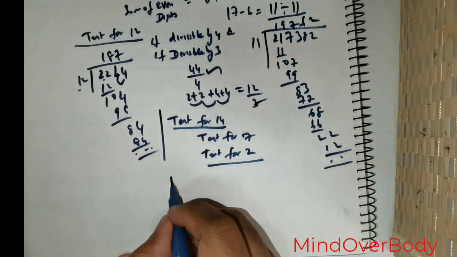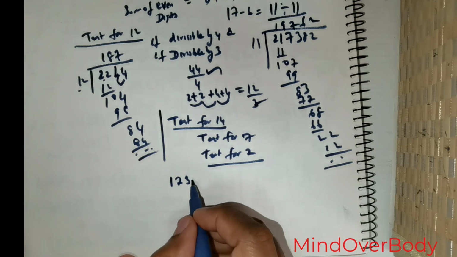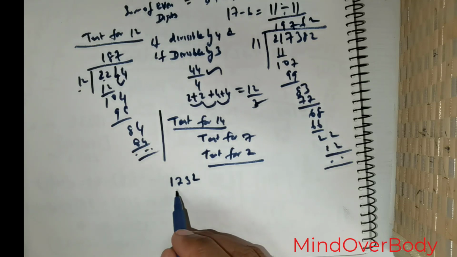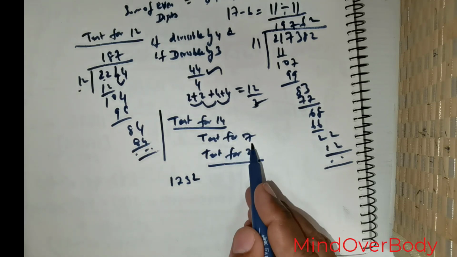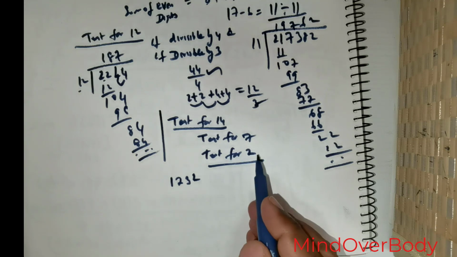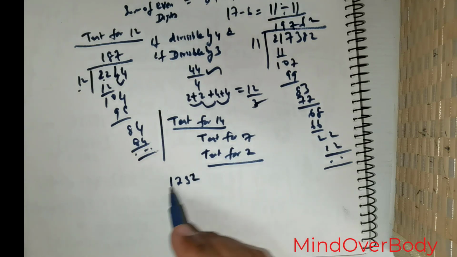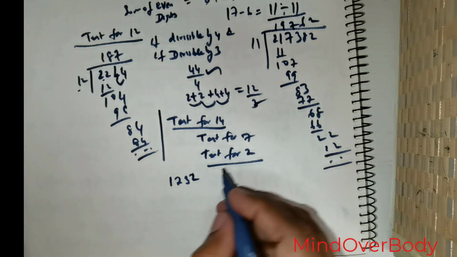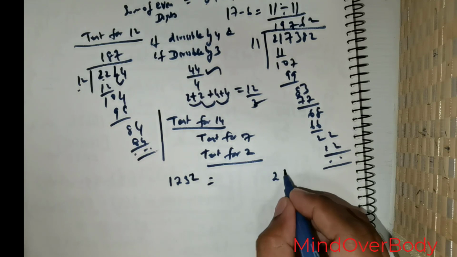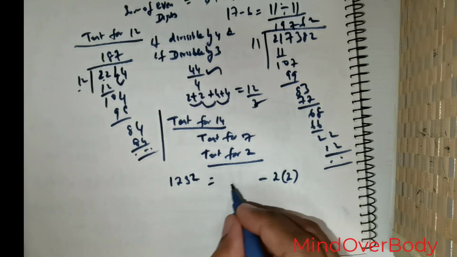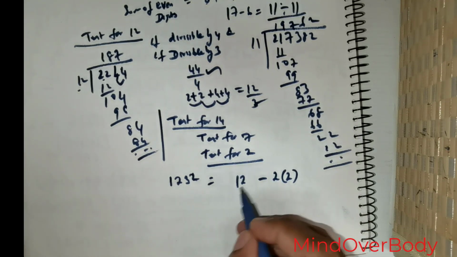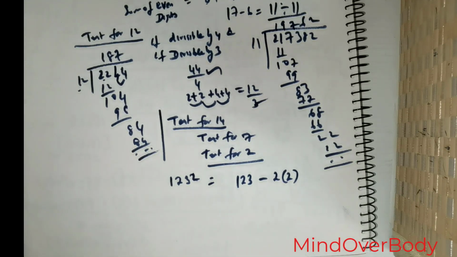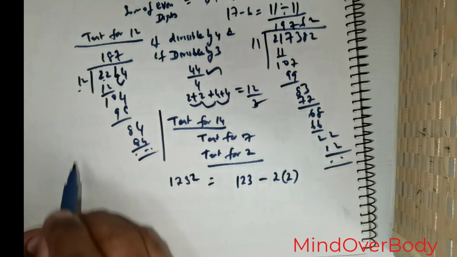Let me just take this number, 1232. I'm checking the divisibility test for 14. If a number is divisible by 14, it has to satisfy the divisibility test for 7 and the divisibility test for 2. Clearly the number will be divisible by 2 in this case because it is an even number. But for 7 we need to check if 2 times the last digit, subtracted from 123, results in a number which is divisible by 7. So that's exactly what we have to do.